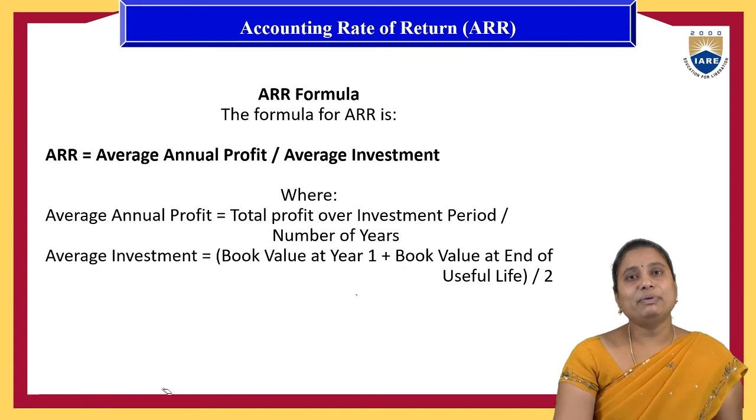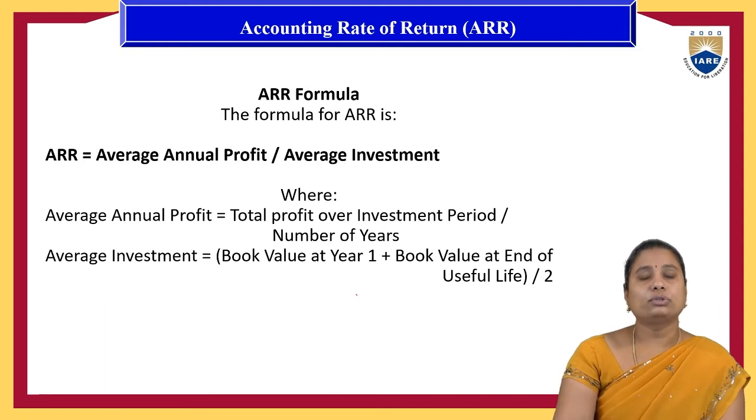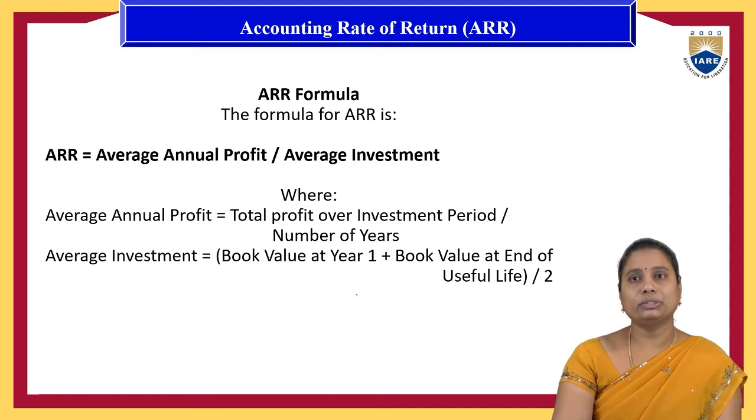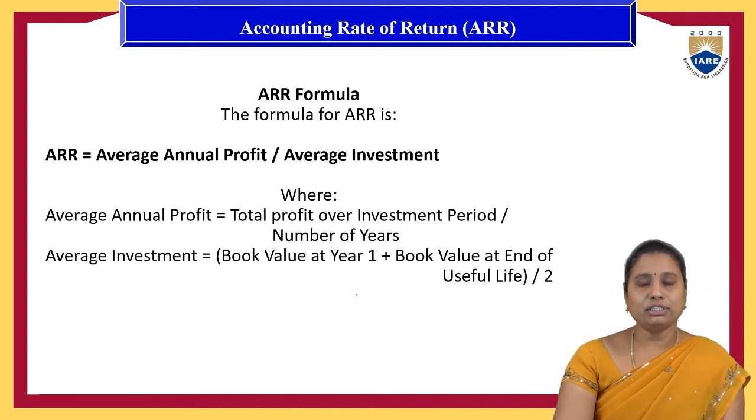Like this, the company will calculate the average rate of return based on the accounting information provided. Here the investment values, the book values, are taken into consideration. That's why it is called accounting rate of return. The formula is also very easy to remember: average annual profits divided by average investment, where average annual profits equal total profits over the investment divided by the number of years. Average investment is calculated as book value at year 1 plus book value at the end of the useful life, divided by 2. So average values are taken into consideration.